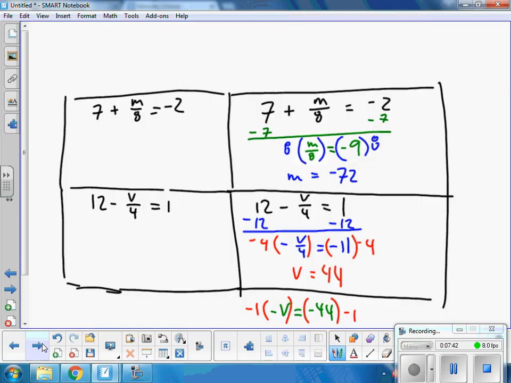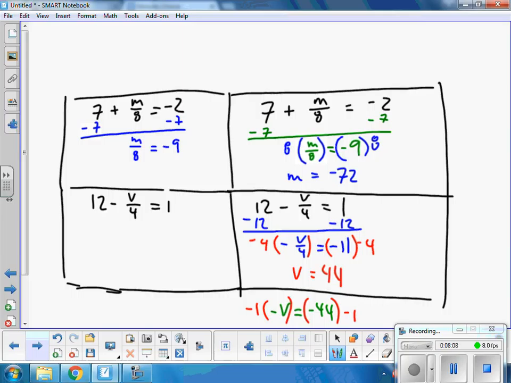Look at the side with the variable, which is my left side. I have 7 over here, so I'm going to take away 7 from both sides. These zero out on the left side, and I'm left with m over 8 equals negative 2 minus 7, so I have to keep track of what's going on. I am at negative 2, and I'm taking away 7 more. That's what I end up with, negative 9.